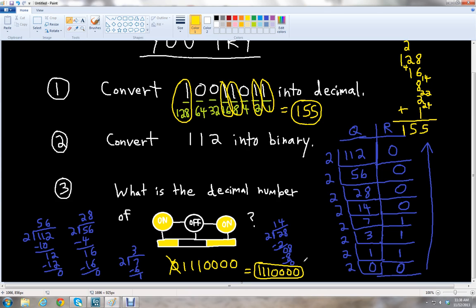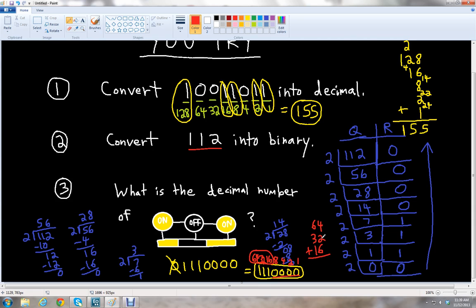And so the way to check it, just to make sure it's accurate, is you do your powers of 2. You got 1, 2, 4, 8, 16, 32, 64. So the first 3 on the left, those powers of 2, you're going to add the 64, 32, and 16. And the 8, 4, 2, and 1, they're all 0, so we don't add those.